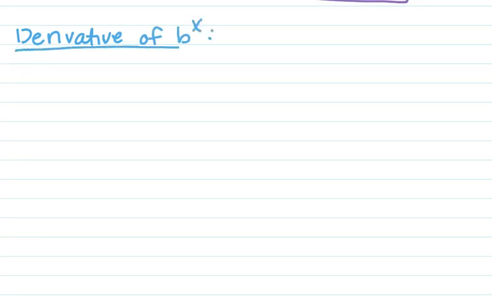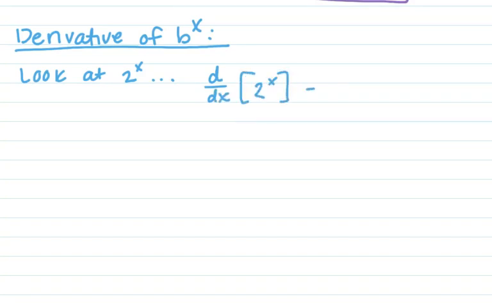Now where things get interesting is when we looked at derivatives of b to the x. Okay, sorry, that looks like I can't spell derivative. That's an R and an I. So we specifically looked at 2 to the x. And what we noticed is that the derivative of 2 to the x, unfortunately, was not 2 to the x.